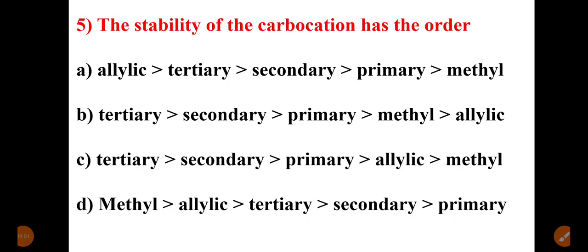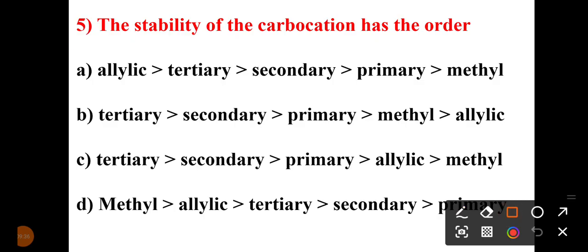Okay, so the next question: the stability of the carbocation has the order, right? As we know, we basically see the stability of carbocations in SN1 and SN2 reactions. So here is the question about what the stability order is. Here again they have added allylic and methyl groups. So you have to go through all these groups: allylic, tertiary, secondary, primary and methyl, right? Similarly, all the options are there, tertiary, secondary and so on. So what is the correct answer here?